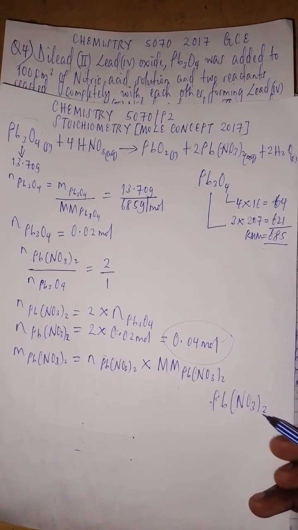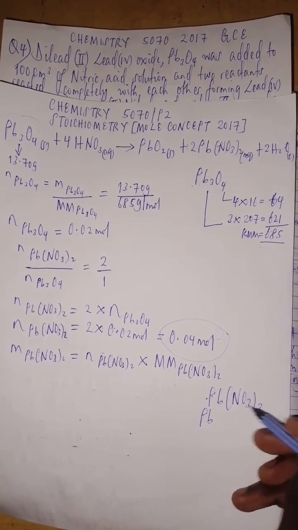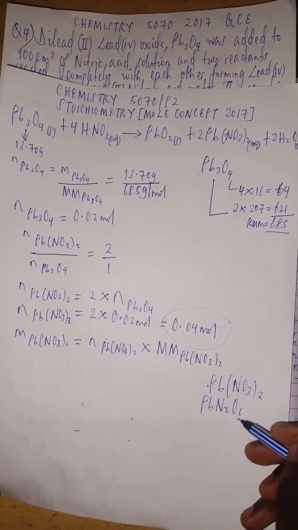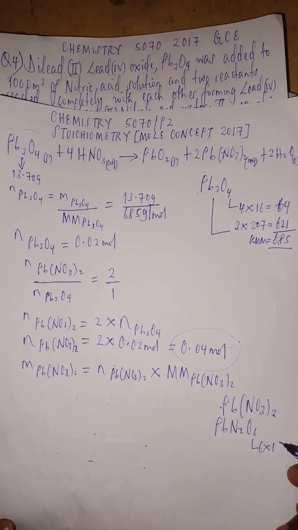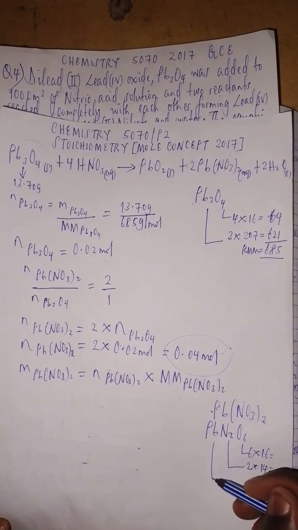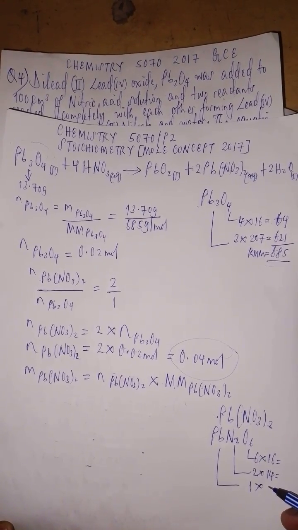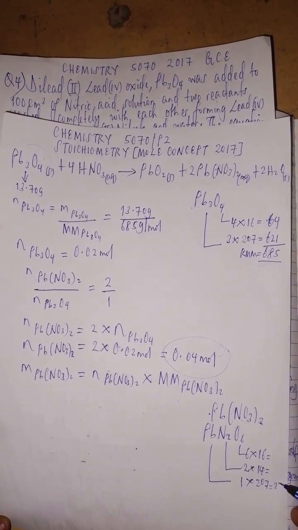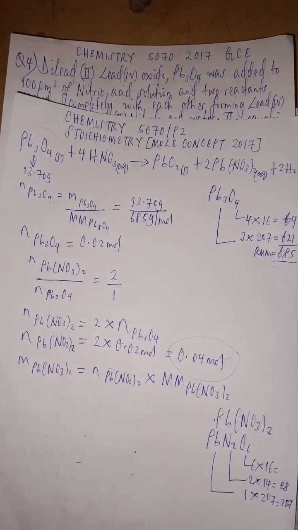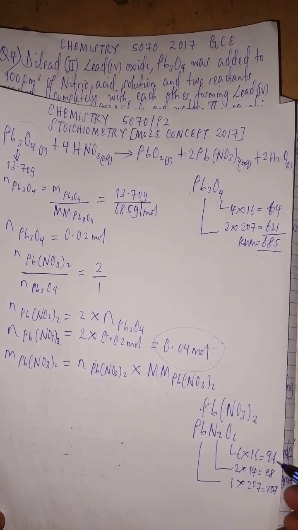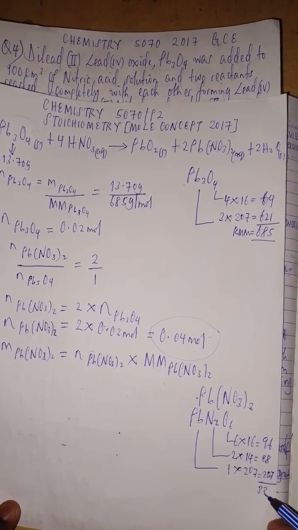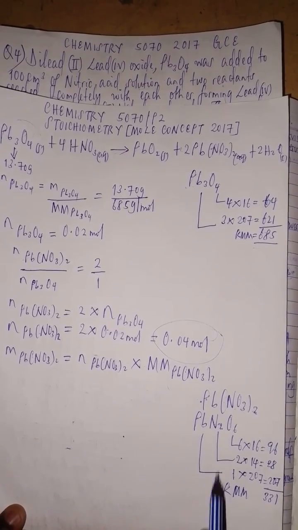So I'll distribute the 2 by everything inside. So there it will be N2, and 1 times 2 is 2, 3 times 2 is 6. So I'll say 6 times the mass number for oxygen, 16. Then we have 2 times the mass number for nitrogen, 14. Then 1 times the mass number for lead, that should give 207. So we have 207 there, 2 times 14 is 28, 6 times 16 is 96. So 96 plus 28 plus 207, that is 331. So this is the relative molecular mass for lead(II) nitrate.